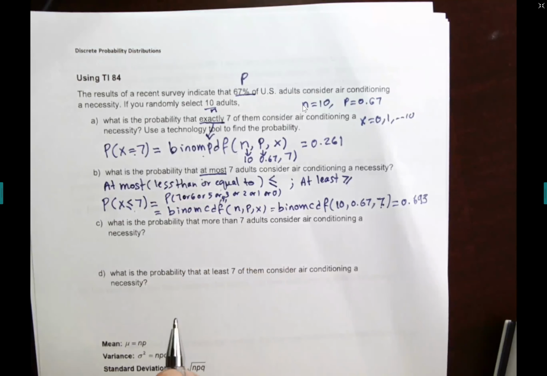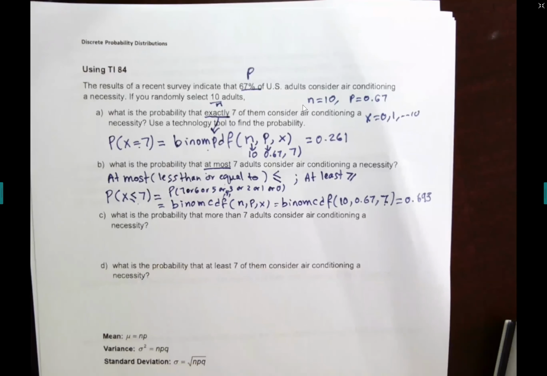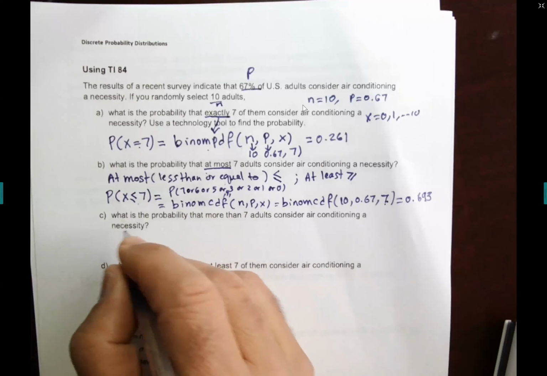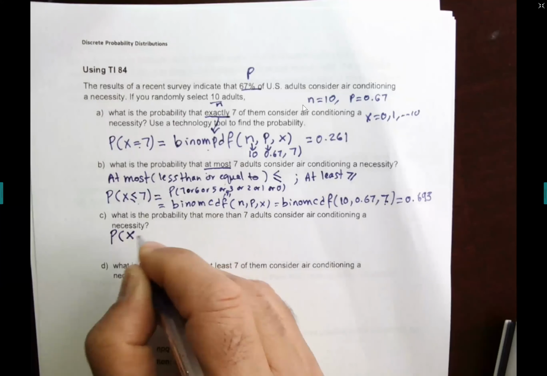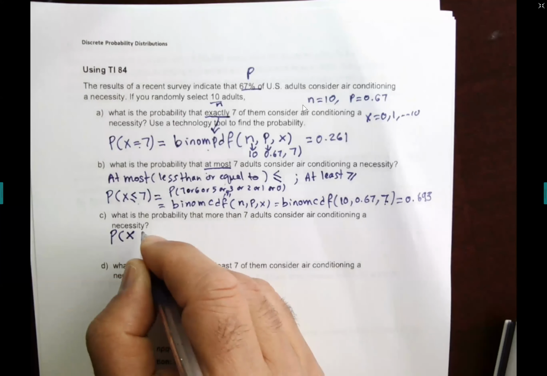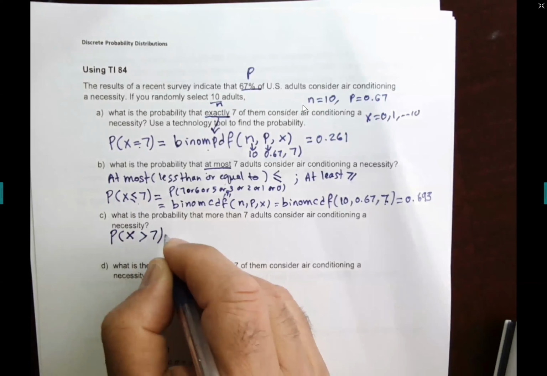We'll just do C, and then the last part, and that should be it. What's the probability that more than 7 adults consider air conditioning a necessity? Who can tell me how to write more than 7? So what would be the sign? Probability of X. What sign do I put here, guys? Greater than? Greater than 7.